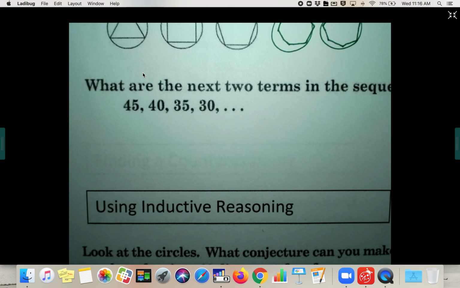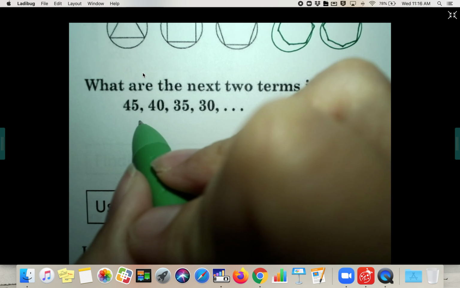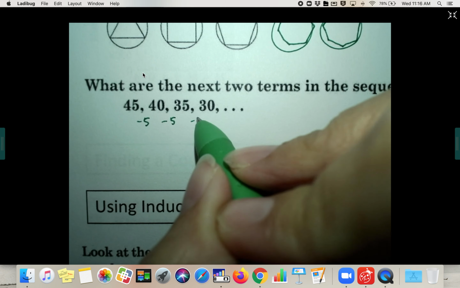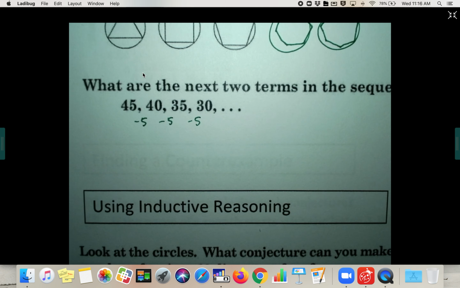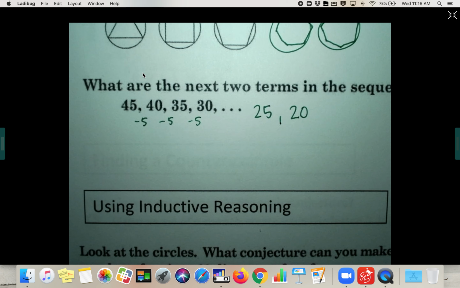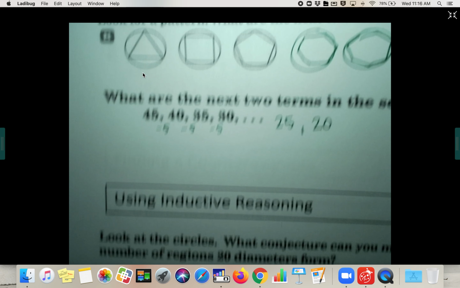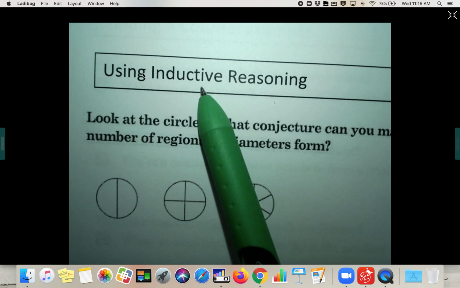All right, the next two terms in the sequence down here, 45, 40, 35, 30, it looks like they're subtracting 5 each time. So the next two terms would obviously be 25 and then 20. All right, what you guys have been doing is just patterns. Now we're going to talk about inductive reasoning.